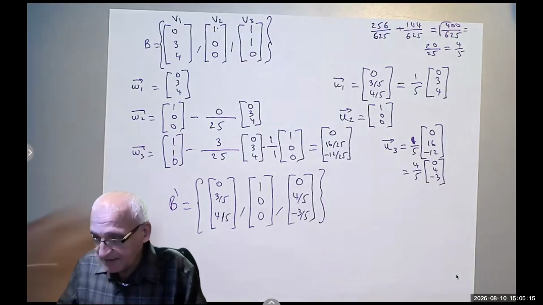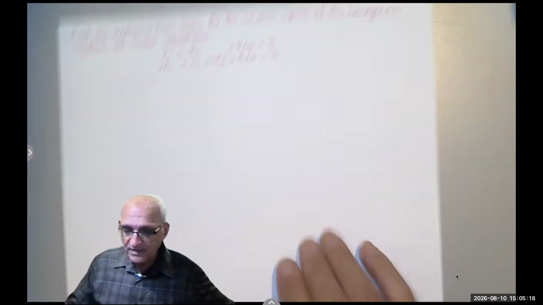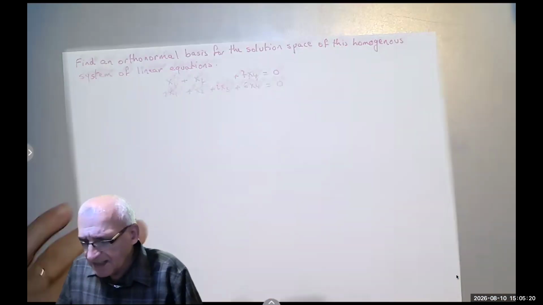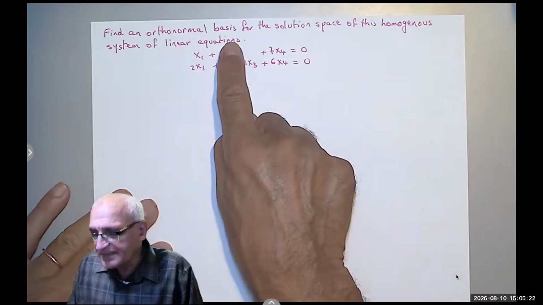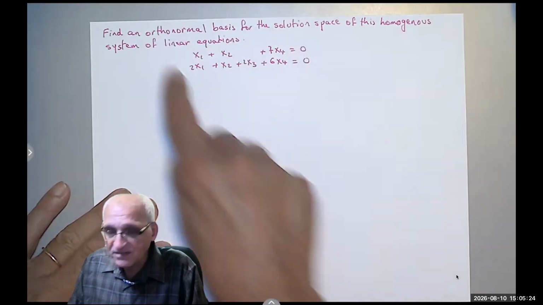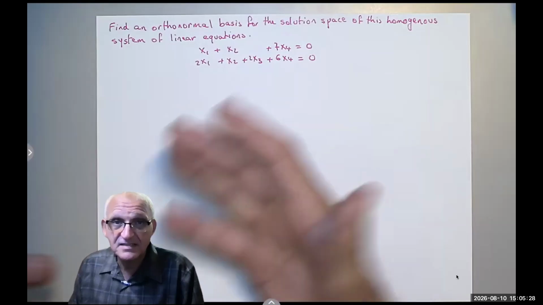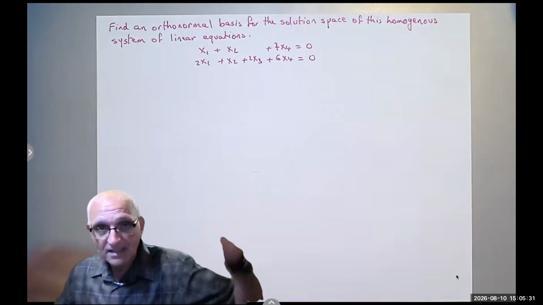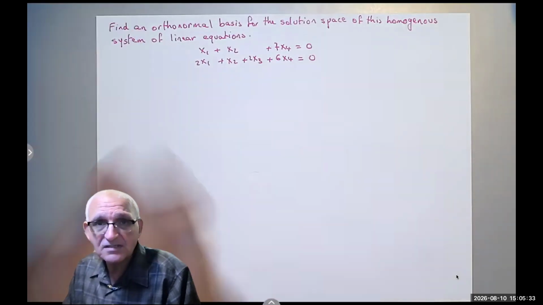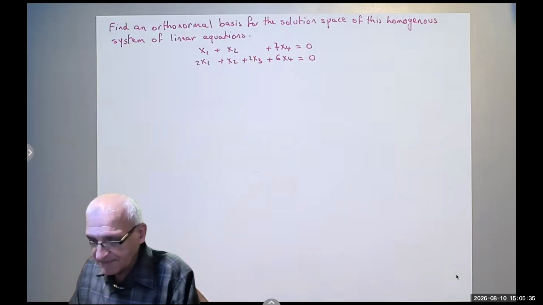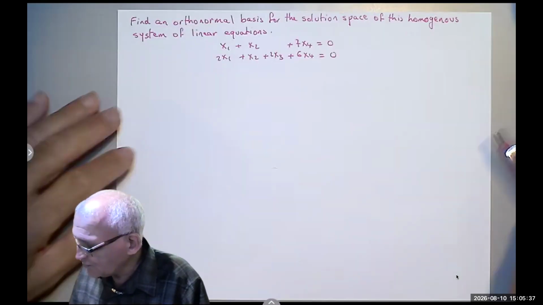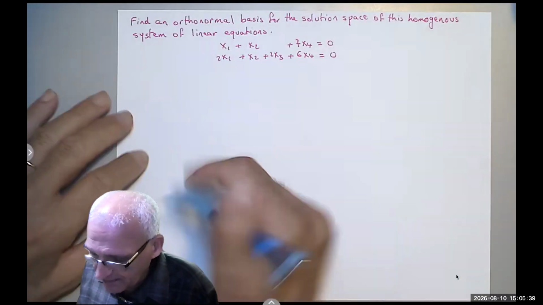The second example I wanted to go over is how to find an orthonormal basis for the solution space of that. Remember the solution space when we found the null space of a matrix? Here we have two equations in 4 unknowns. So we have to go through the Gauss-Jordan elimination method.